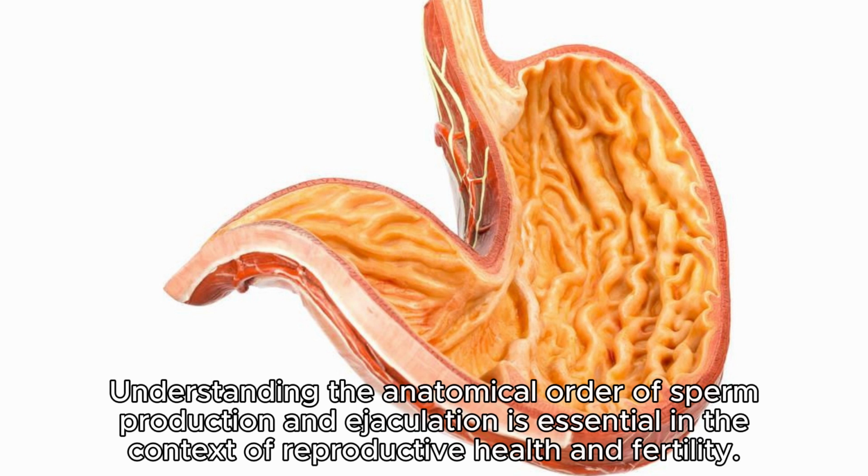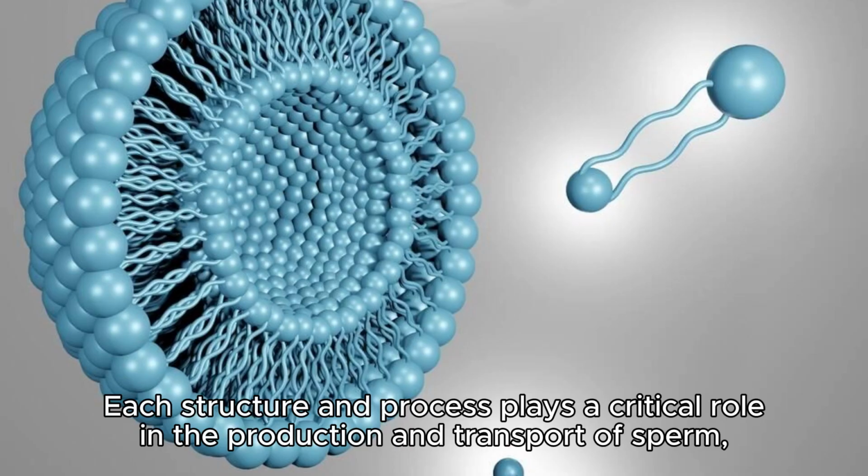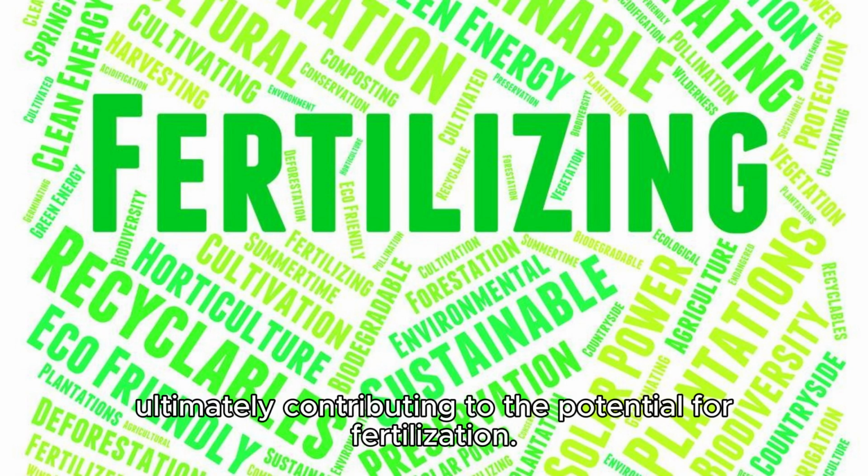Understanding the anatomical order of sperm production and ejaculation is essential in the context of reproductive health and fertility. Each structure and process plays a critical role in the production and transport of sperm, ultimately contributing to the potential for fertilization.